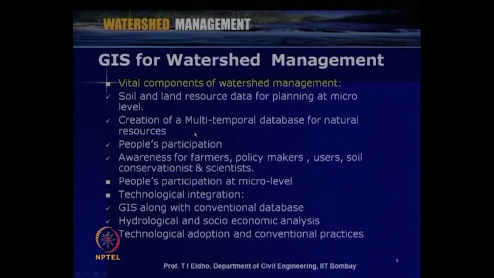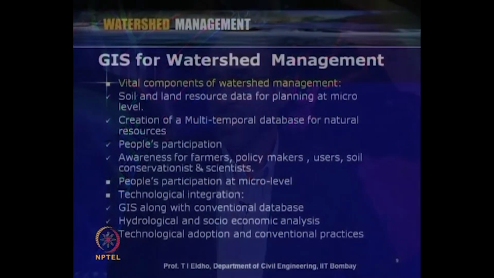So, with respect to time, how the variation is taking place. For each particular year or particular season we can create the database, and then study how it is behaving. And then within the perspective of watershed management, people participation is very important. So, within a GIS environment, we can load various data set inputs, and from that we can obtain the road network, the location of various houses, or the water availability. All those things we can do within the GIS. And so, the awareness of farmers, policy makers, users, soil conservationists and scientists.